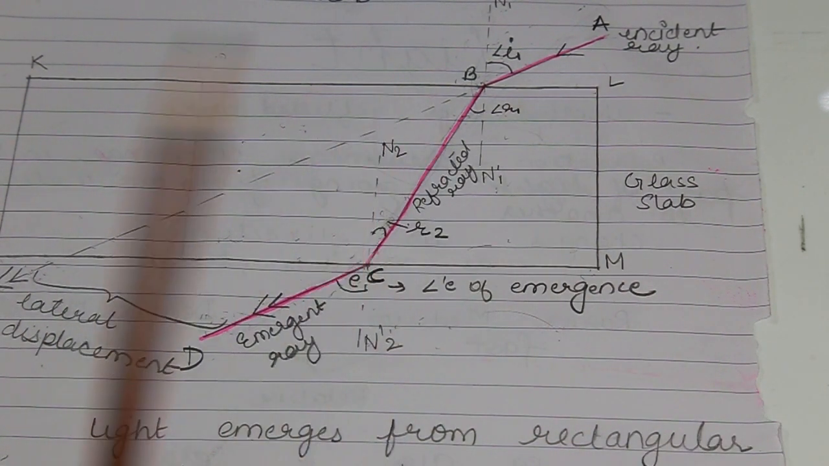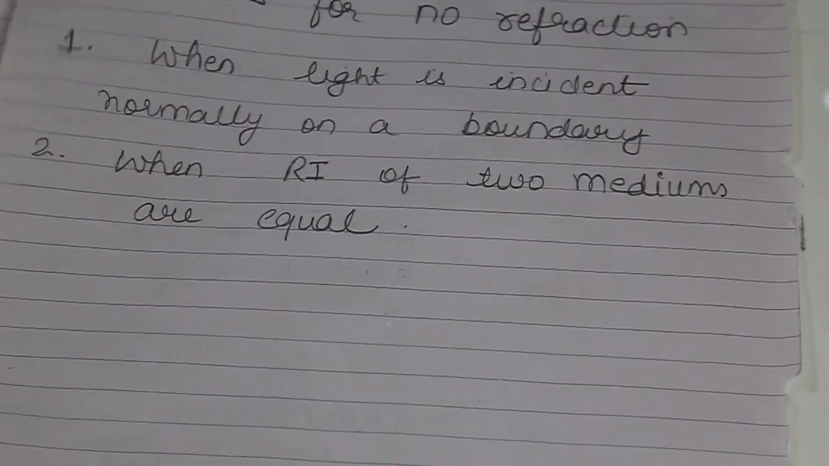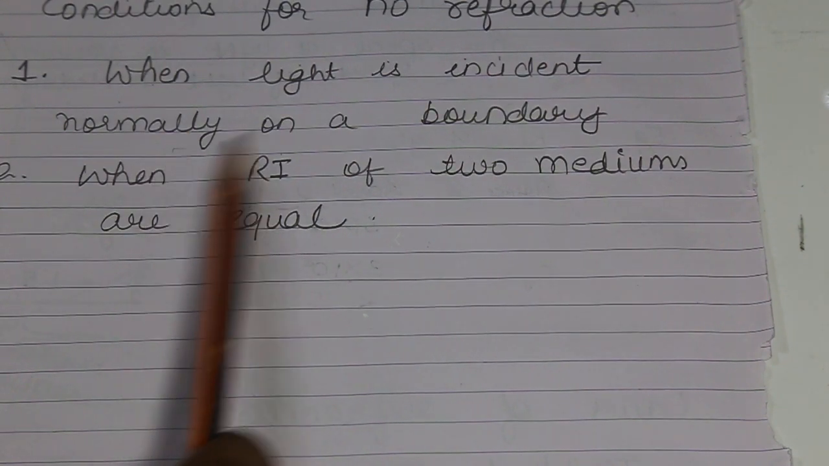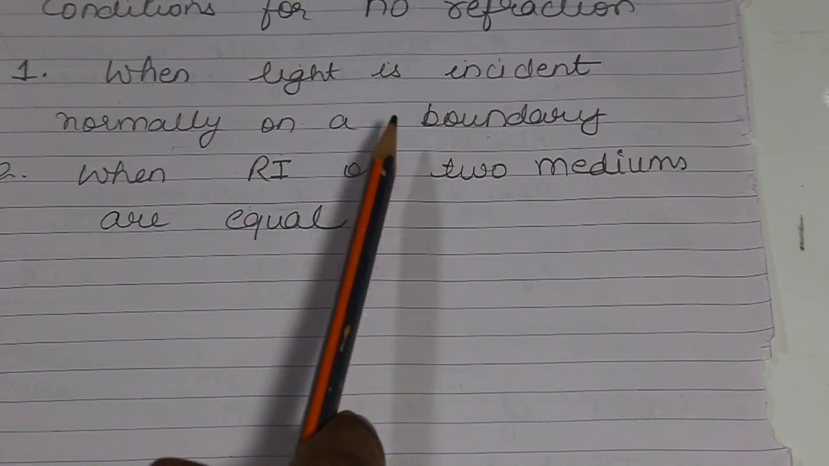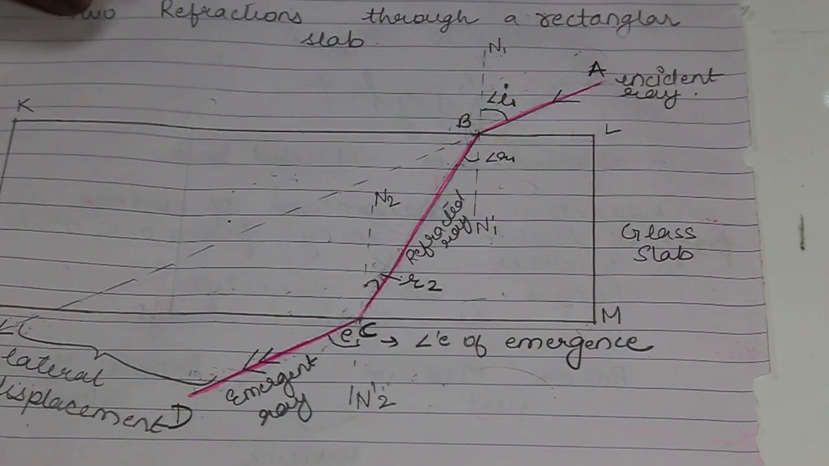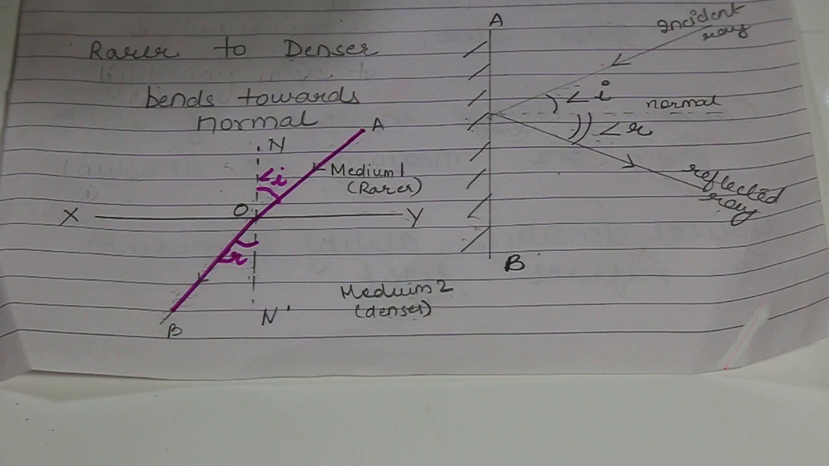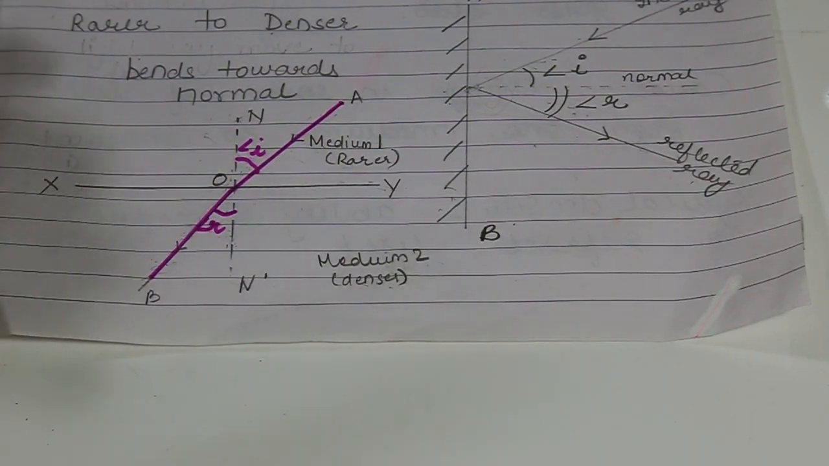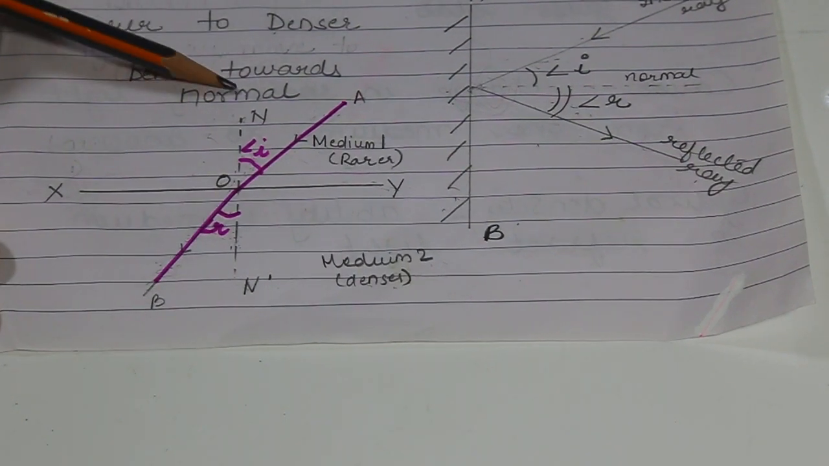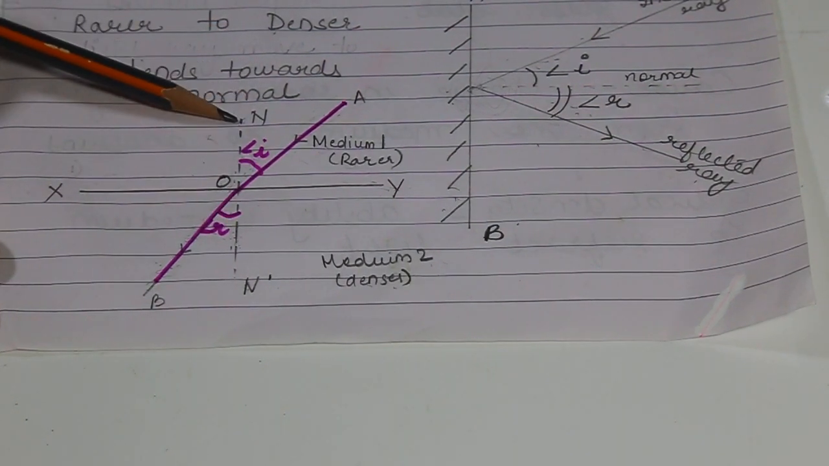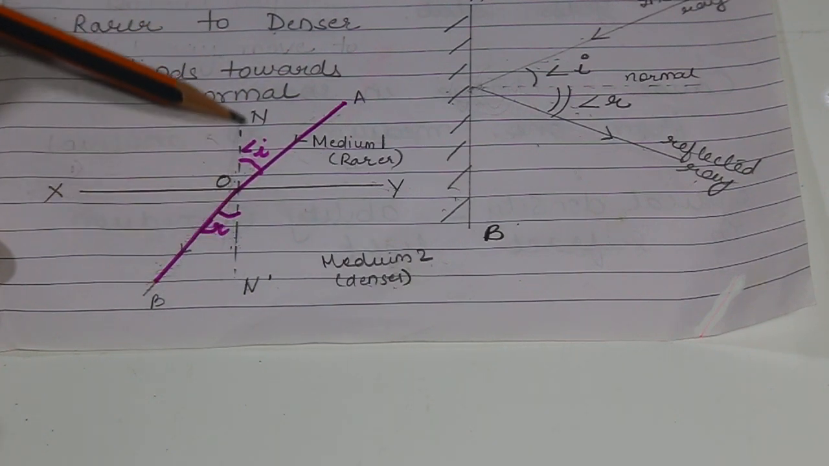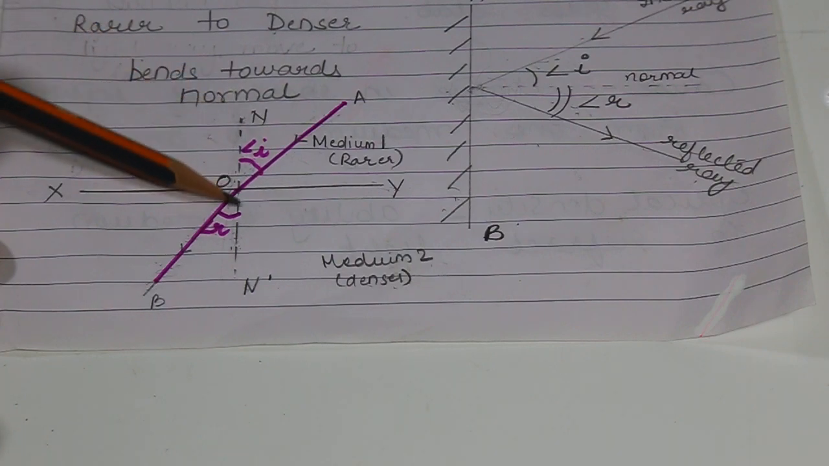Now, can there be a condition when no refraction takes place? Yes. When light is incident normally on a boundary, then no refraction will take place. Take an example here. Suppose N dash is the normal. If a light ray enters normally along this path N dash, then no refraction will take place.